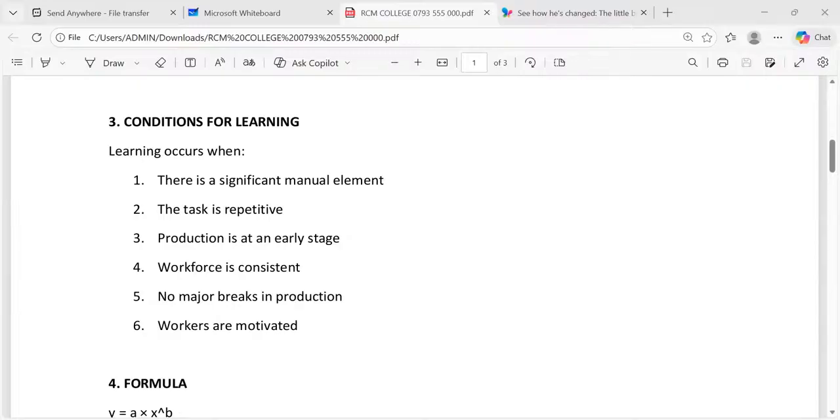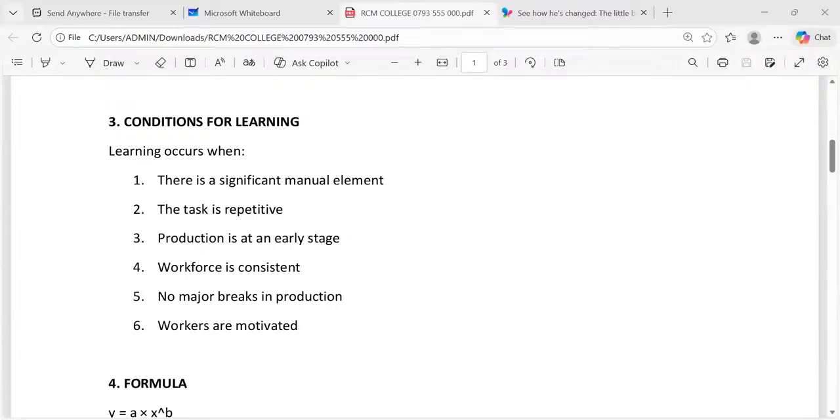Number 3, production is still at an early stage. Because now, ladies and gentlemen, let me ask you a question. Assuming chair number 1 has taken me 10 hours, chair number 2, similarly, repetitively, takes me 8 hours, chair number 3 takes me 5 hours, chair number 4 takes me 3 hours, chair number 5 takes me 2 hours. So is it possible for me to keep on improving continuously to a level where I will start mimicking God and I will simply be pronouncing that let there be a chair and a chair comes up?